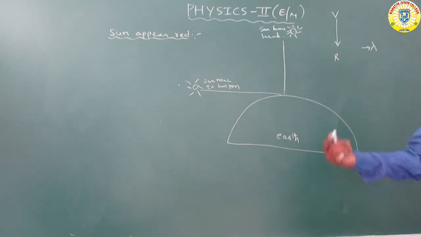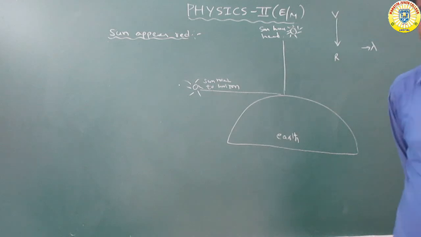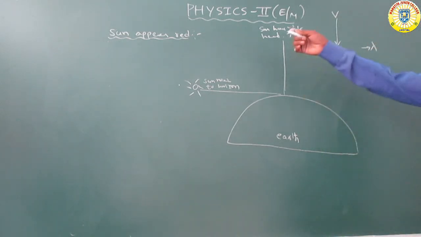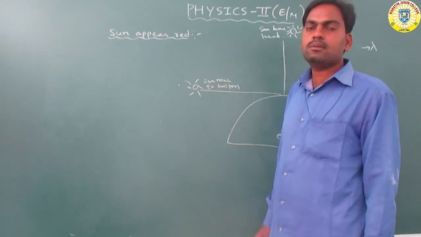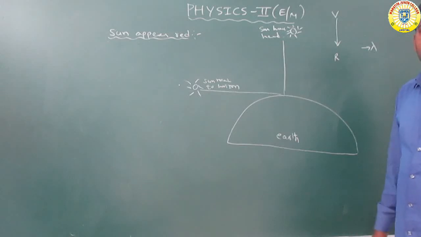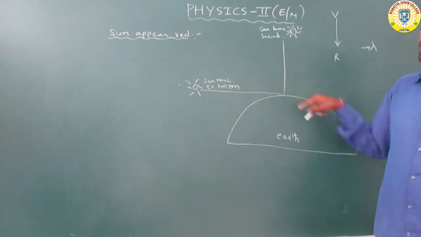That is why we use the red color for railway signals and tower signals: its wavelength is more, so it travels a long distance. The sun appears red in the evening and morning because the sun is near the horizon at that time.